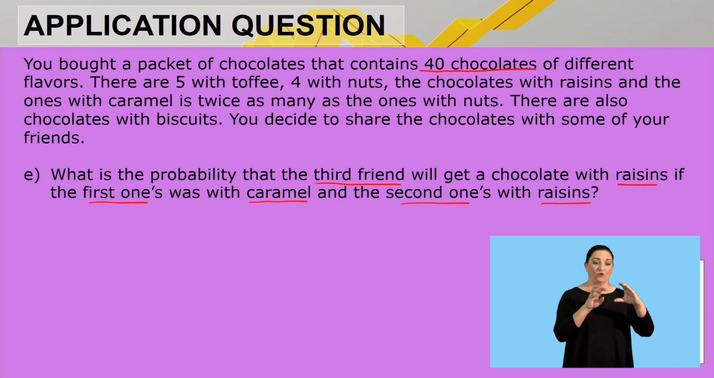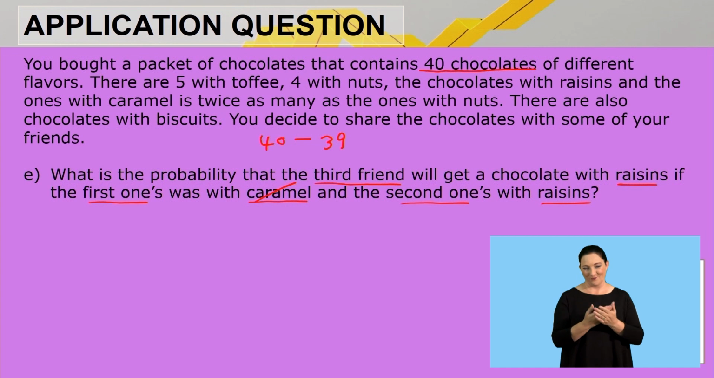So meaning, how many do we have left now? And I'll write it here. So I started off with 40. One is taken already, a caramel one. And I'm going to cancel that one, meaning now my total possible outcomes is what? Yes, it's 39. But then we continued by saying there's a second friend, and he took one as well, and that was a raisin one. So therefore, I have to minus again. So 40 minus the first one gave us 39, minus another one, the second one that was now the raisins. So how many do I have left now? Now I only have left 38.